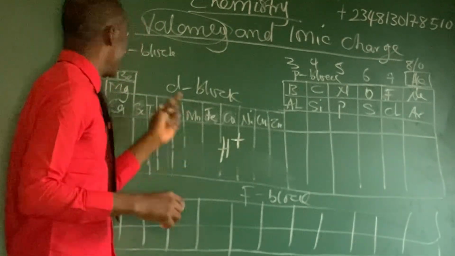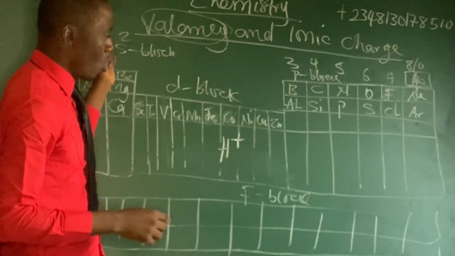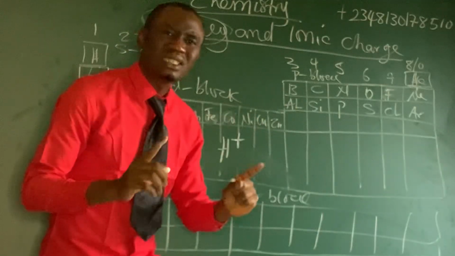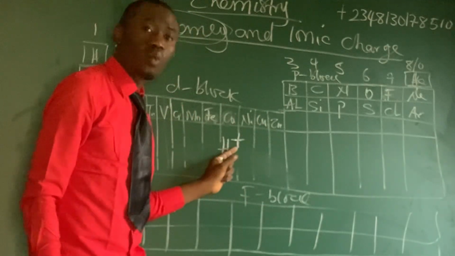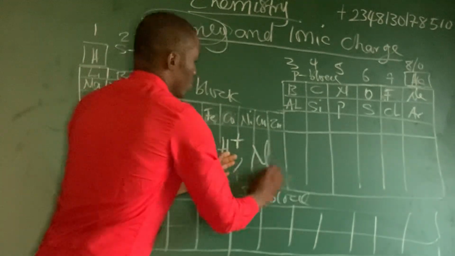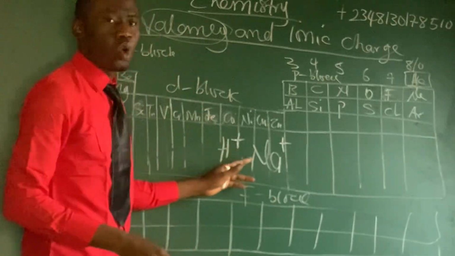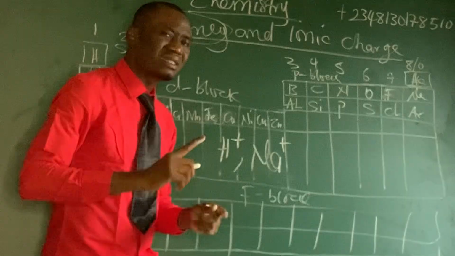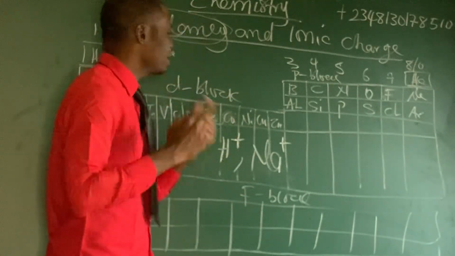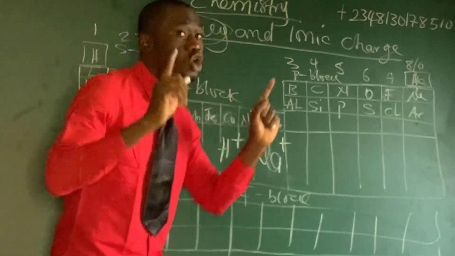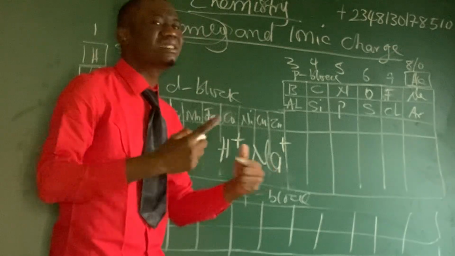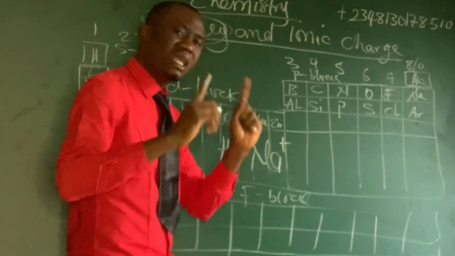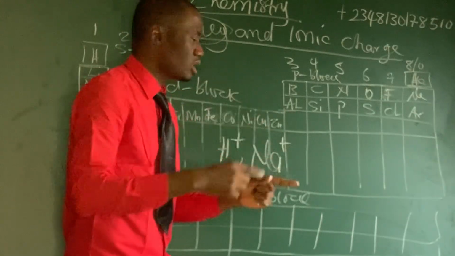This is because hydrogen belongs to group 1. It has an ionic charge of +1, but the valency of hydrogen is 1. So we have sodium. Sodium is written +1 because it belongs to group 1. The valency is 1, but the ionic charge is +1. You see that? Valency is not +1. Don't make a mistake. The valency is 1, but the ionic charge is +1.